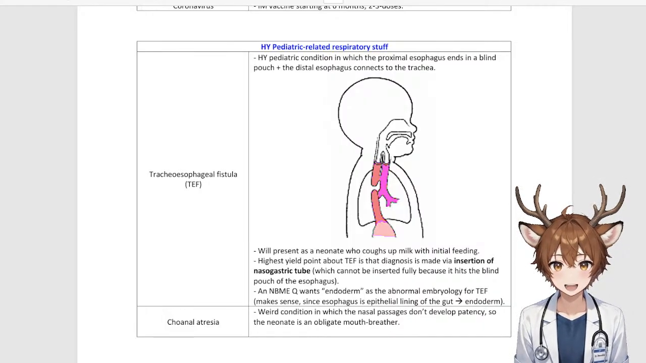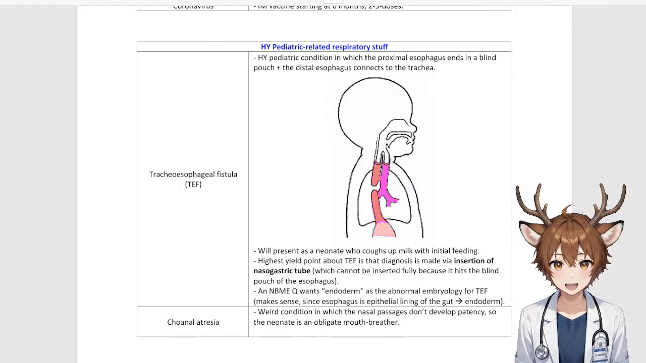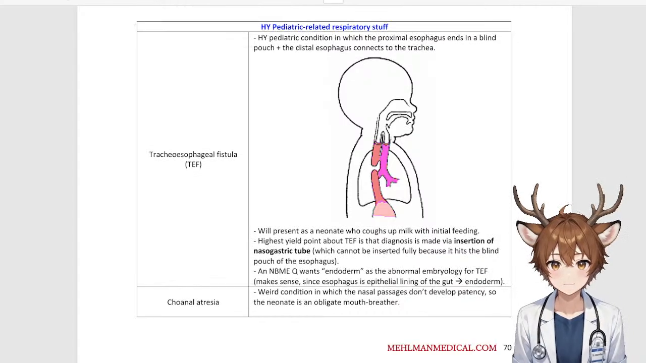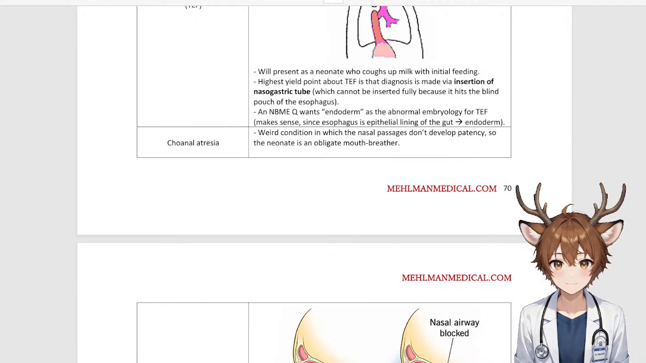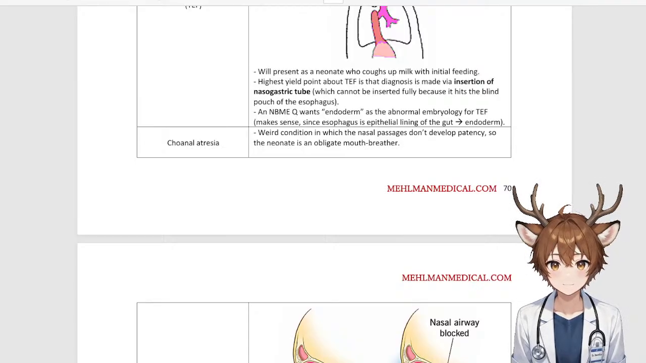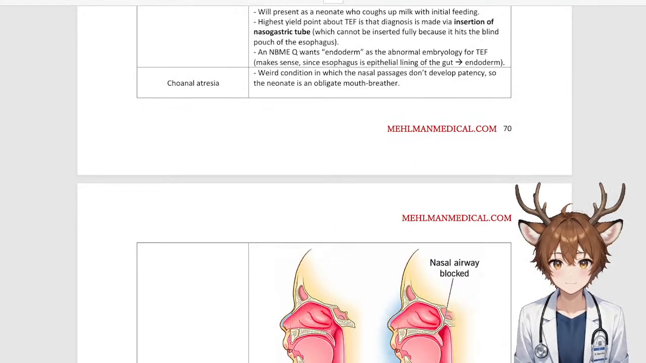In NBME, the question wants endoderm as the abnormal embryology for TEF. It makes sense since the esophagus is the epithelial lining of the gut, that is to say, endoderm basically. It says here, since esophagus is epithelial in the gut, endoderm.